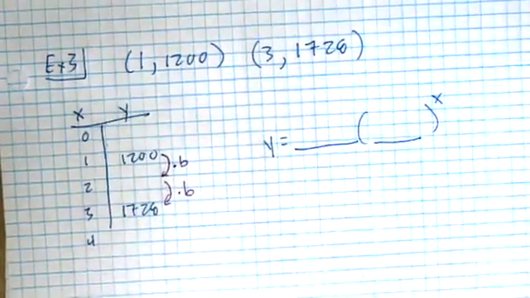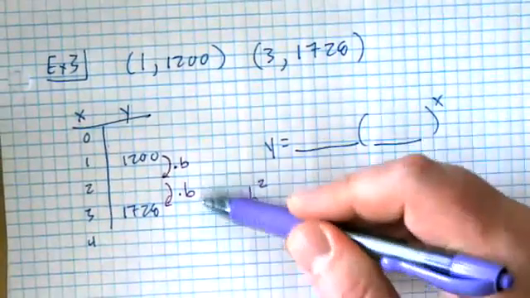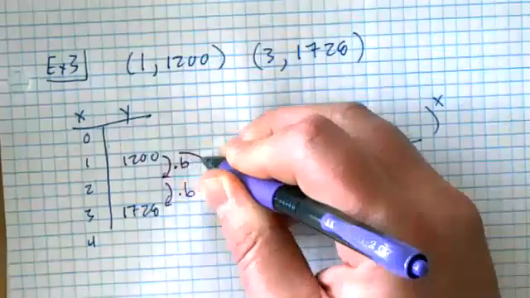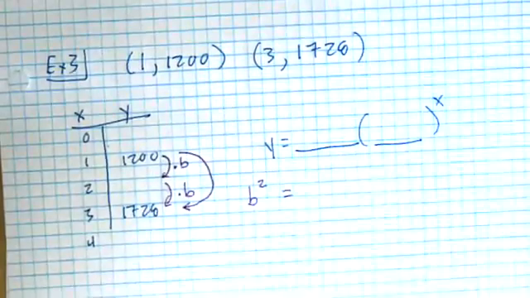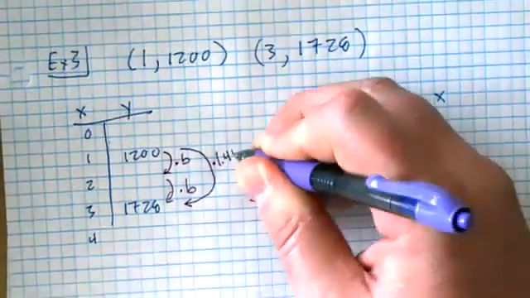So I'm going to start writing my equation. B to the second power, that's 2 times, I'm multiplying by B twice, is equal to what? I need to figure out some multiplier that gets me in one step from 1200 to 1728. 1.44. How did you get that 1.44?